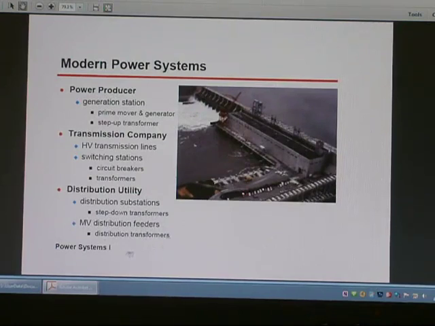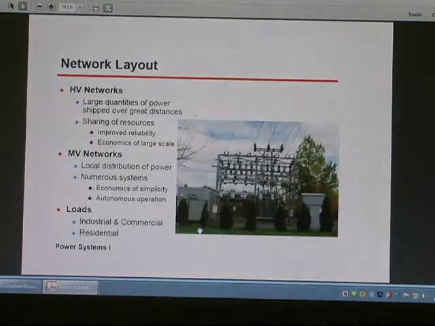So those are what we are talking about in the network layouts.